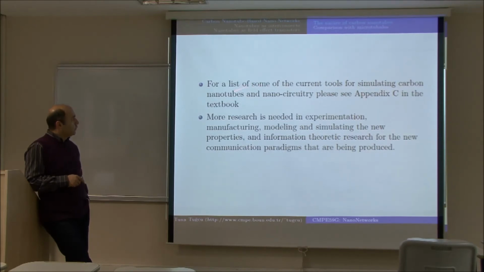For a list of some of the current tools for simulating carbon nanotubes and nanocircuitry, please have a look at Appendix C in your textbook. You will see some references there, useful references.